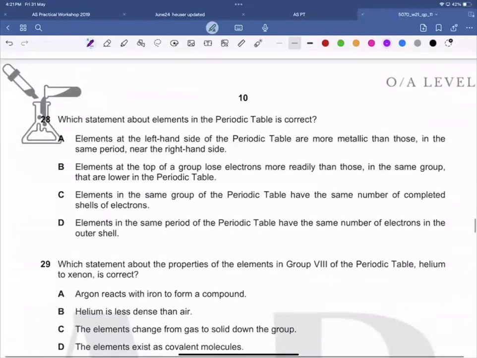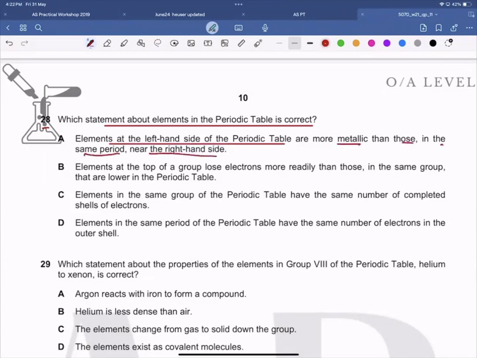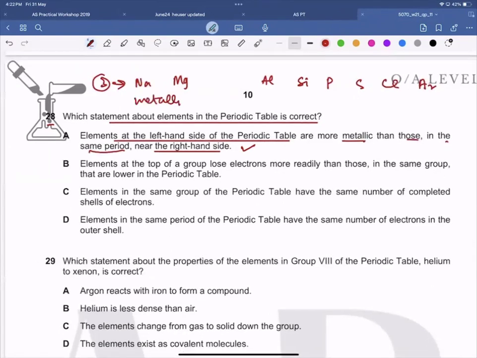Now, question number 28. Which statement about elements in the periodic table is correct? Elements at the left-hand side of the periodic table are more metallic than those in the same period near the right-hand side. Yeah, that is the correct statement. Taking the example of period 3, we have sodium, magnesium, aluminium, silicon, phosphorus, sulfur, chlorine, argon. See, here they are metallic and here they are non-metallic. So A seems correct.